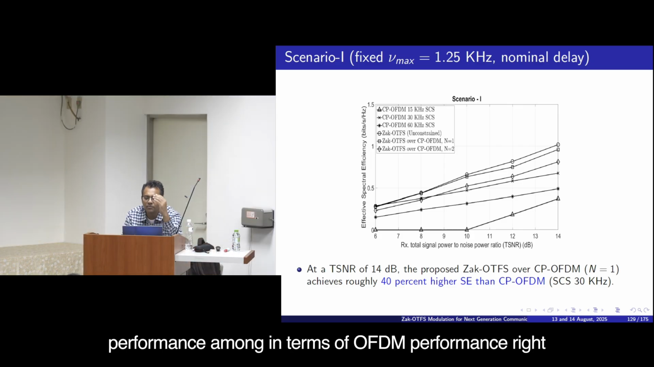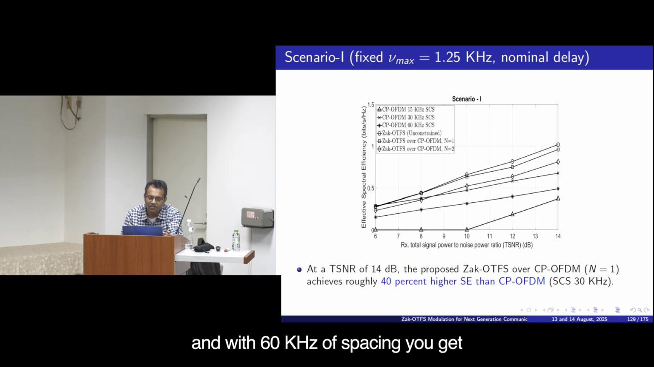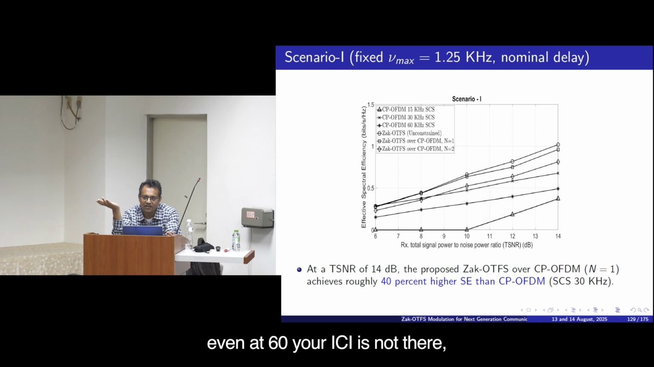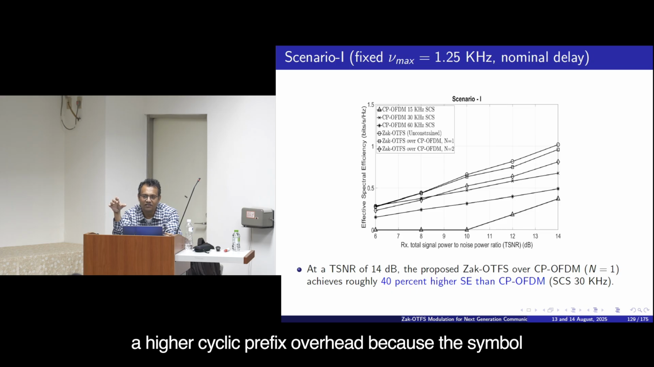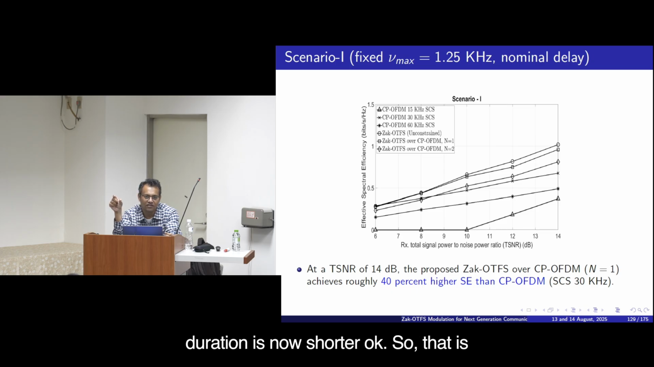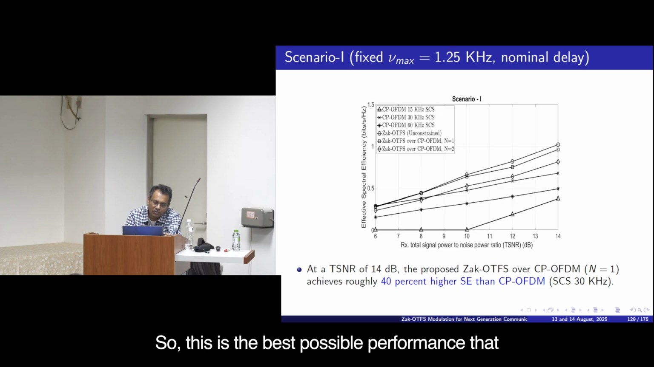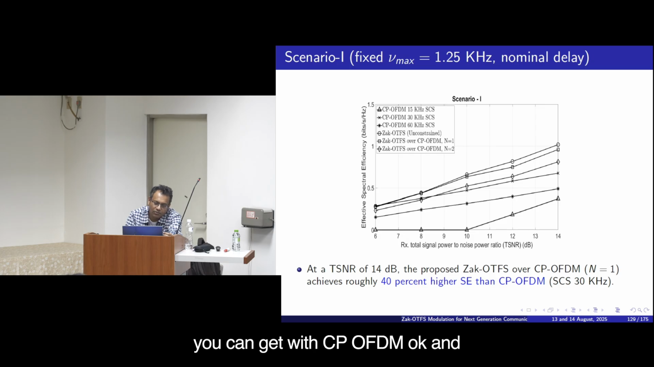So 30 is getting the best performance in terms of OFDM performance, right, and with 60 kilohertz of spacing you get this. So 30 is the best because at 30 your ICI will not be there, even at 60 your ICI is not there. But the problem with 60 is that you have a higher cyclic prefix overhead because the symbol duration is now shorter. So that's where the 60 is going to lose. So this is the best possible performance that you can get with CP-OFDM.